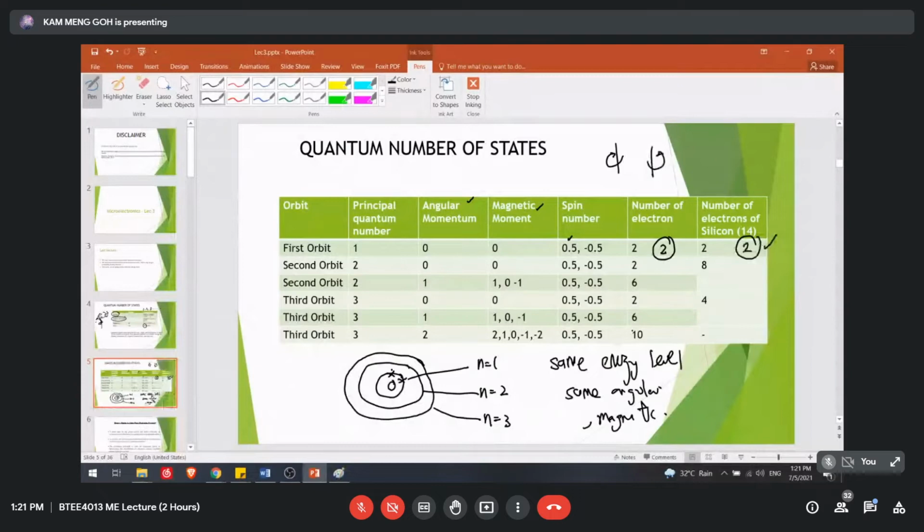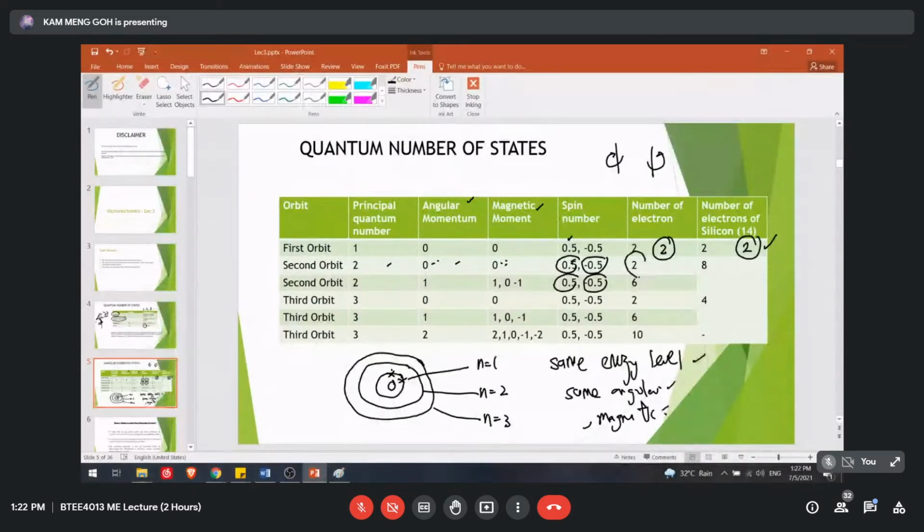The second orbit can actually be divided into two levels. Spin number 0.5, negative 0.5, 0.5, negative 0.5. The first level can also occupy 2 electrons. The remaining numbers are the same, so these 2 electrons have the same energy level, same angular momentum, and same magnetic moment. So here we can put 2 electrons.